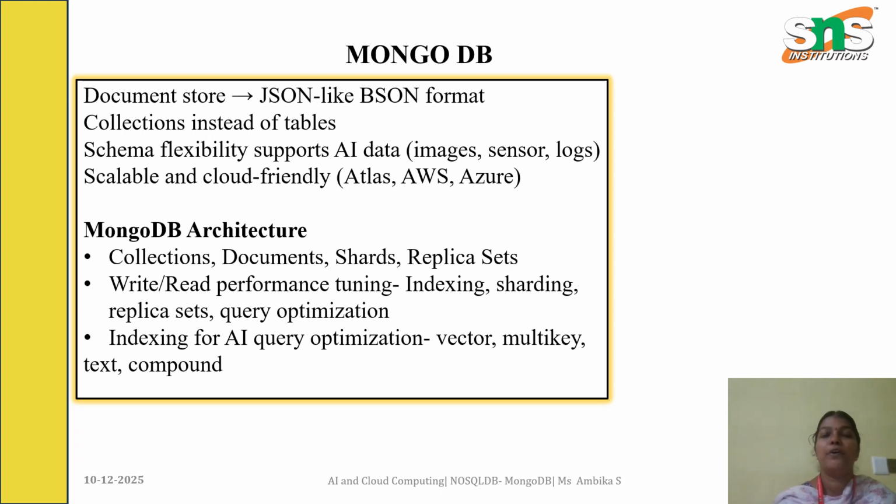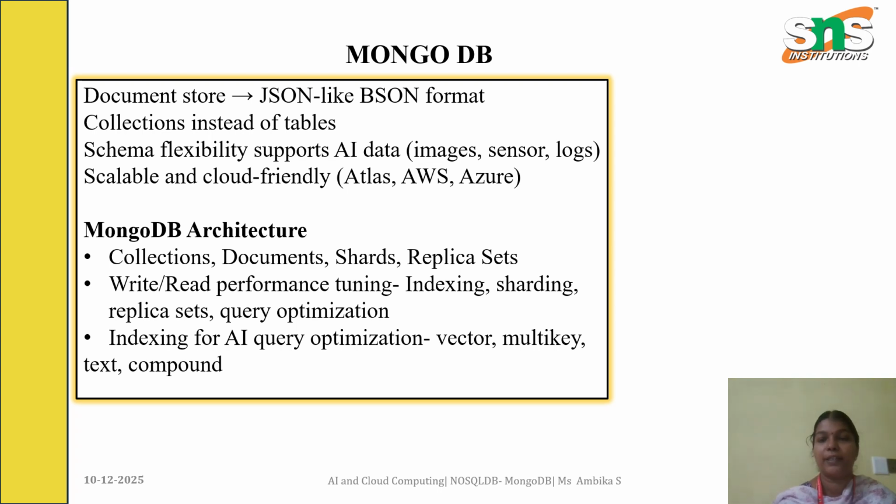Next comes write and read performance tuning. Here we go for indexing, where frequently accessed fields will be indexed. Sharding is used for distributing the data and also the workload. In replica sets, the secondaries are mainly used for read operations. Query optimization is also achieved here.